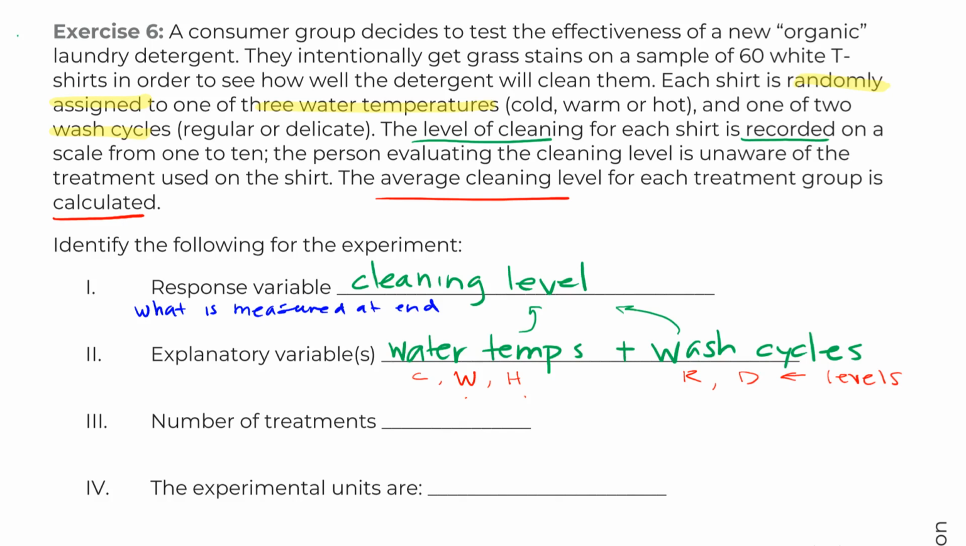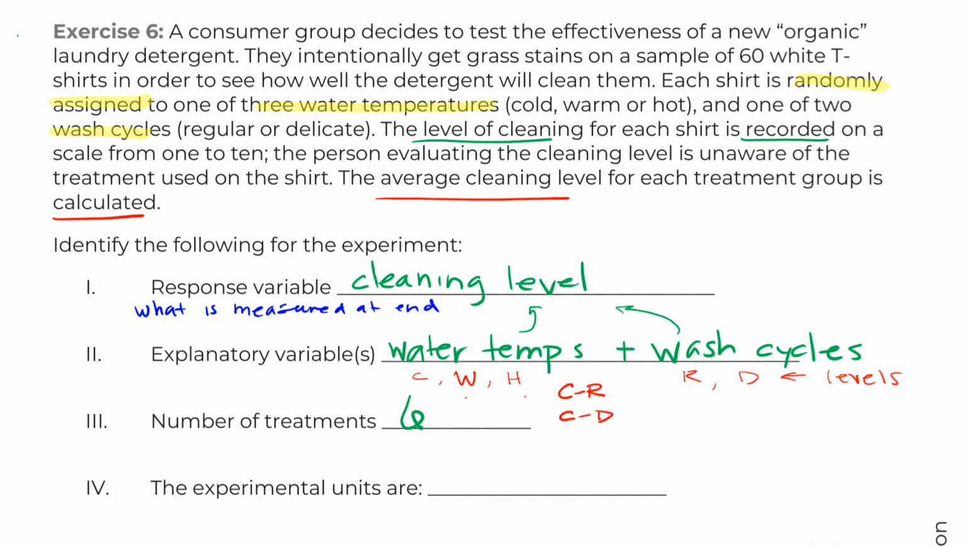Our number of treatments, got a lot of mistakes here. A lot of students want to write 2 or 60. The number of treatments is 6. Because remember, your treatments is every combination of these different water temps and wash cycles.